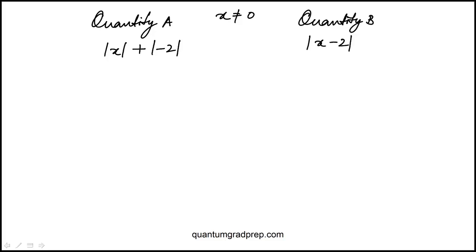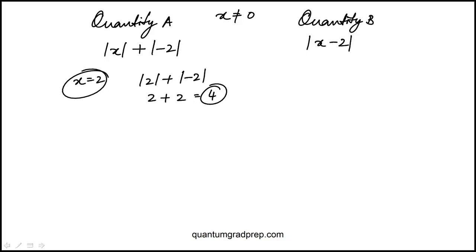So we'll start with some examples on the positive side. Let's say x is 2. Quantity A would be absolute value of 2 plus absolute value of minus 2. This would be 2 plus 2, which is 4. And quantity B would be 2 minus 2, which is absolute value of 0. That's 0. So here quantity A is bigger.